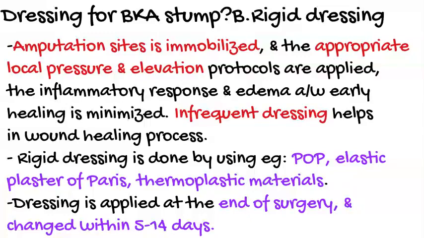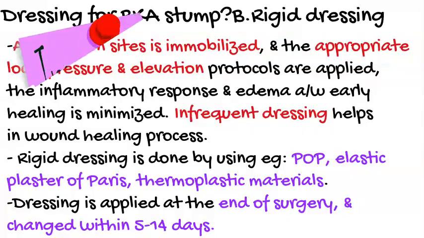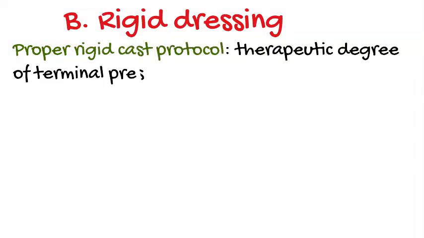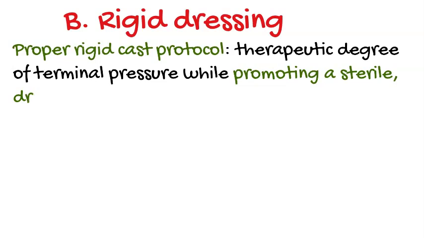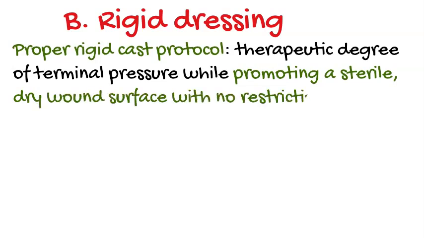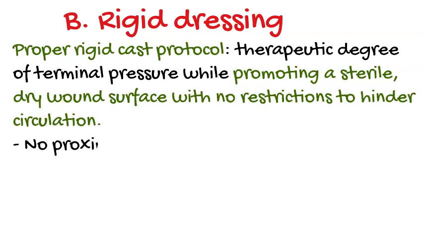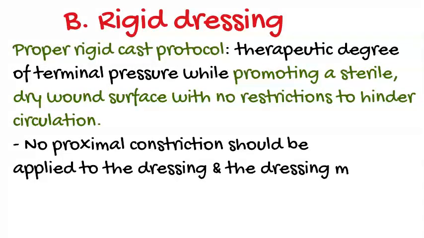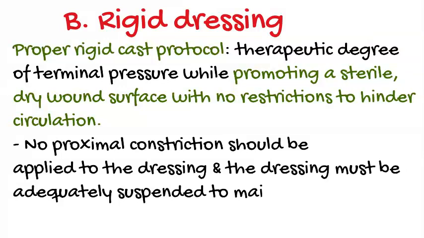Dressing is applied at the end of the surgery and is changed within 5 to 14 days. In rigid dressing, a proper rigid cast protocol includes a therapeutic degree of terminal pressure while promoting a sterile, dry wound surface with no restriction to hinder circulation.